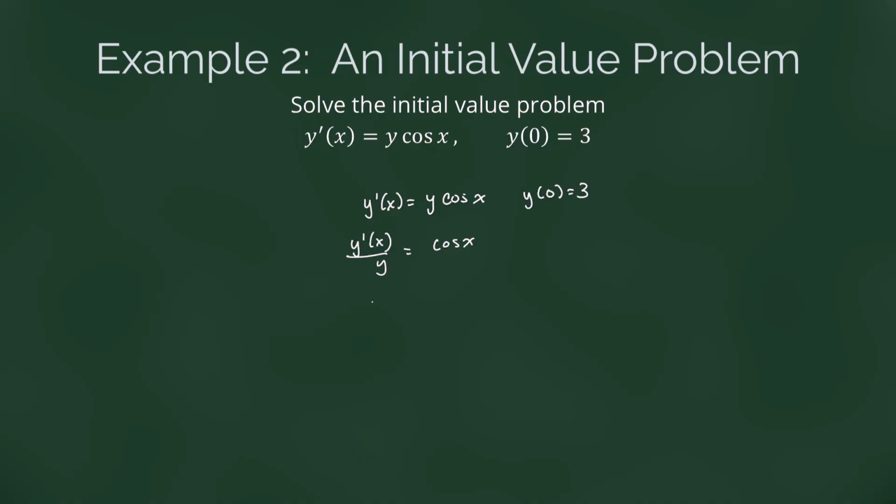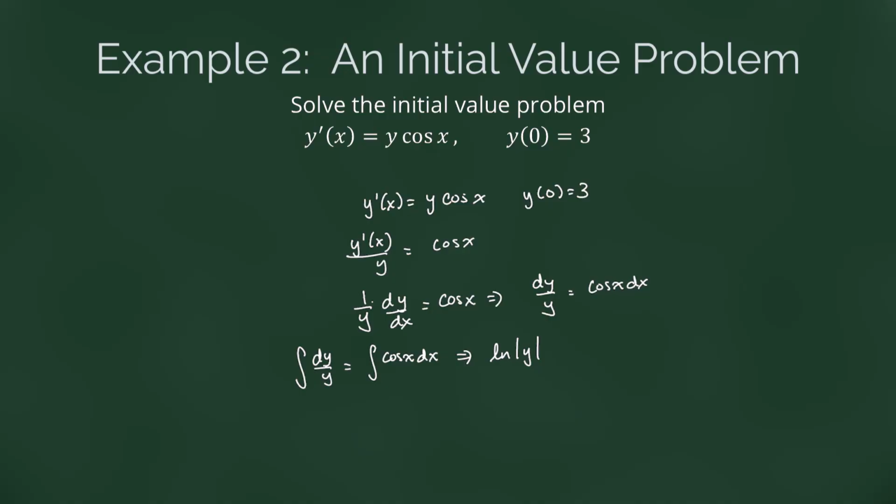Rewriting y prime of x as dy dx, we get that 1 over y dy dx is equal to the cosine of x. And that is going to give us that dy over y is equal to the cosine of x dx. We can antidifferentiate both sides to get that the antiderivative of dy over y is equal to the antiderivative of the cosine of x dx. And that tells us then that the natural log of the absolute value of y is equal to the sine of x plus some constant c.